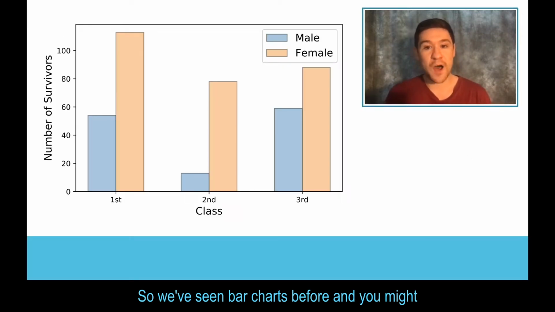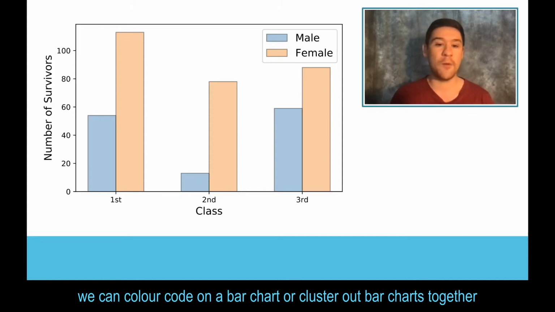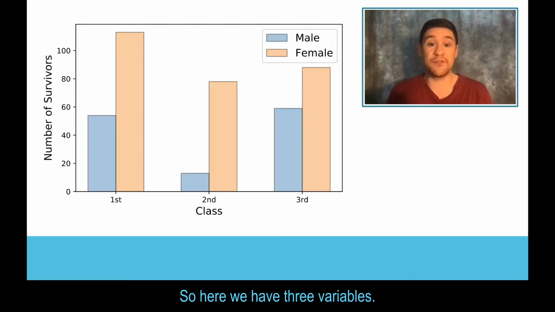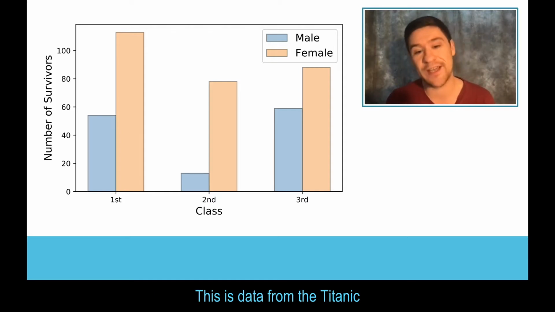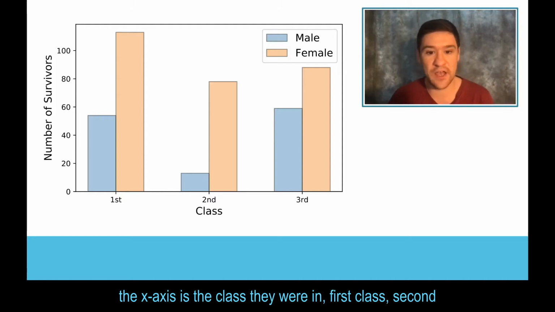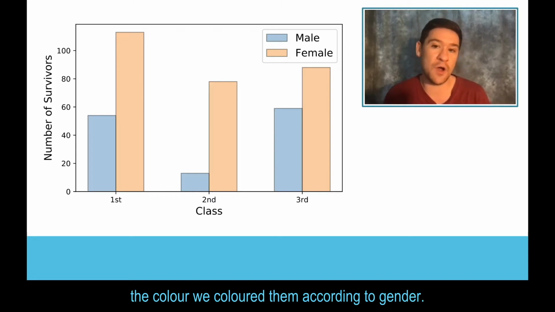So we've seen bar charts before, and you might have seen something like this before. We can color code our bar chart or cluster our bar charts together using a key in order to represent more dimensions. So here we have three variables. This is data from the Titanic. The y-axis is number of survivors, that's our ratio data. The x-axis is the class they were in, first class, second class and third class cabins. And now the colour, we've coloured them according to gender.